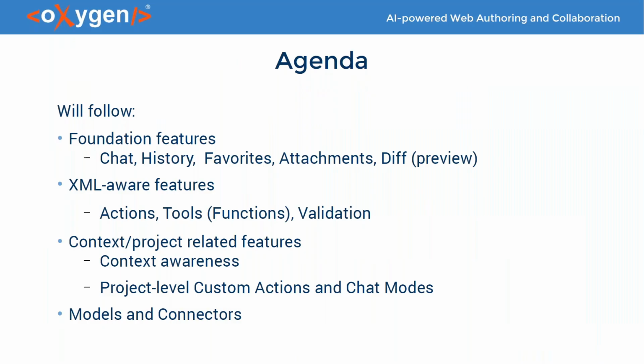I'll present how AI goes further, and it helps you not to edit just a single file, but it works with the whole project, because it is aware of your context in the editor, is aware of the open document, is aware of the context DITA map and a few other things. And it also allows you to define custom actions, and I'll show you how you can create custom actions for your particular project in Content Fusion, and also how to define a custom chat mode. In the end, I'll present available models and available connectors.